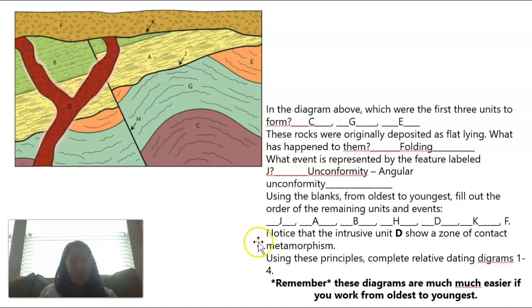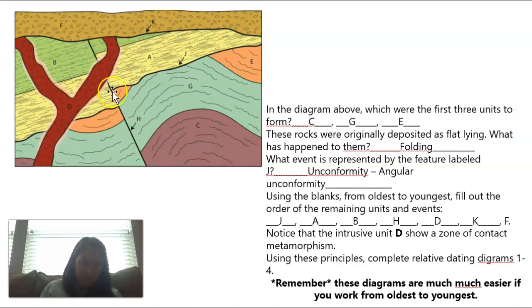Here he also tells you to notice that the intrusive unit D shows a zone of contact metamorphism. So if you look at D, you see that there's a kind of halo around the whole unit, a little bit of a shadow, if you would. So that is the zone of contact metamorphism that he's referring to. And I think he's pointing this out because in the coming diagrams you will have to use this contact zone in order to determine whether it is younger or older than some of the other units.